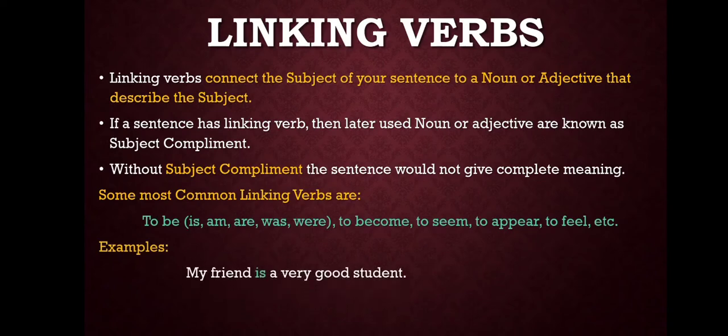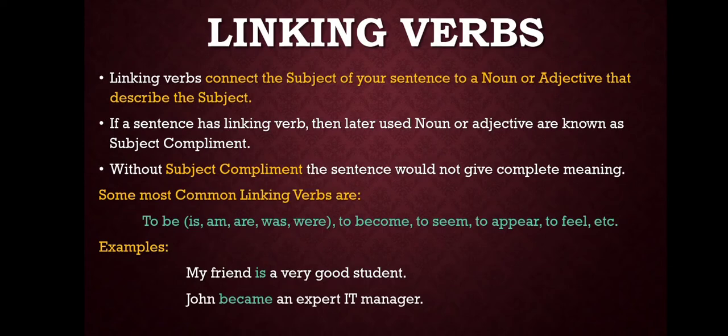Here is an example. My friend is a very good student. So this is a linking verb which has joined my friend, which is the subject of the sentence. If you say "my friend a very good student," this is an incomplete sentence. So here "is" is acting as a linking verb.